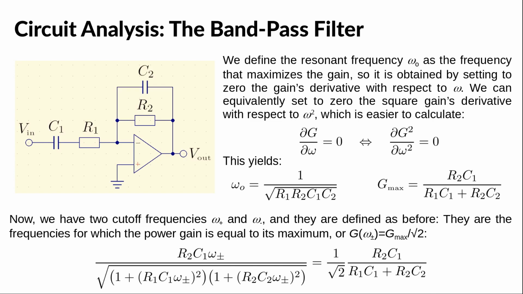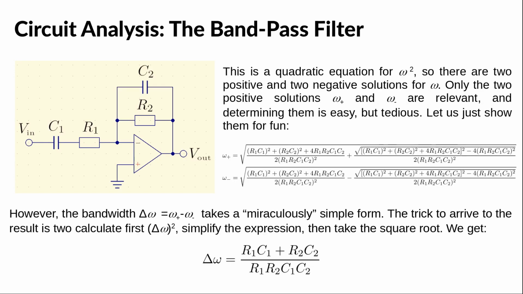Another difference is that we now have two cutoff frequencies, omega plus and omega minus, and their definition is the same as before. They are the frequencies for which the voltage gain is equal to the maximum gain divided by root 2. So we have to solve the equation at the bottom. Solving this equation is rather easy, but a little bit tedious.